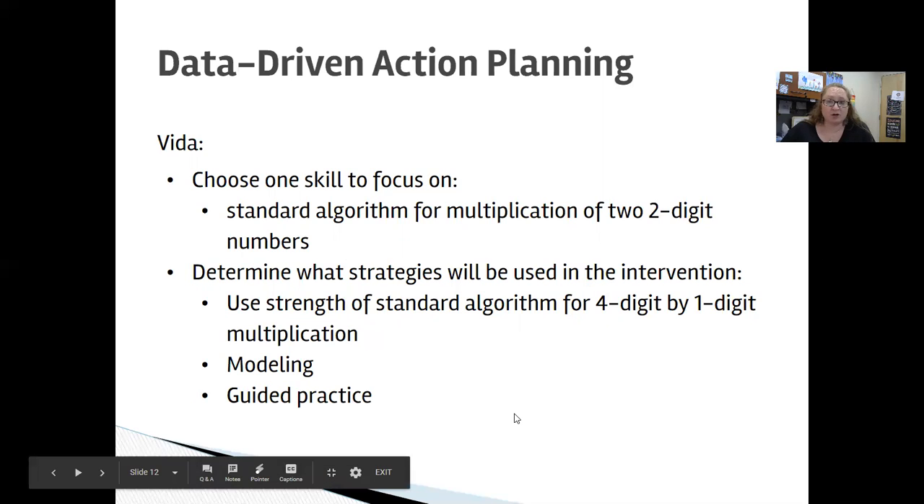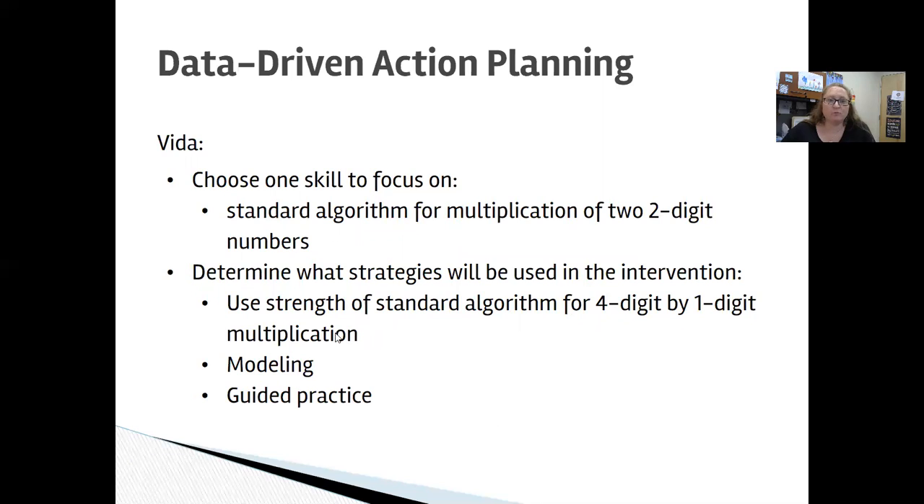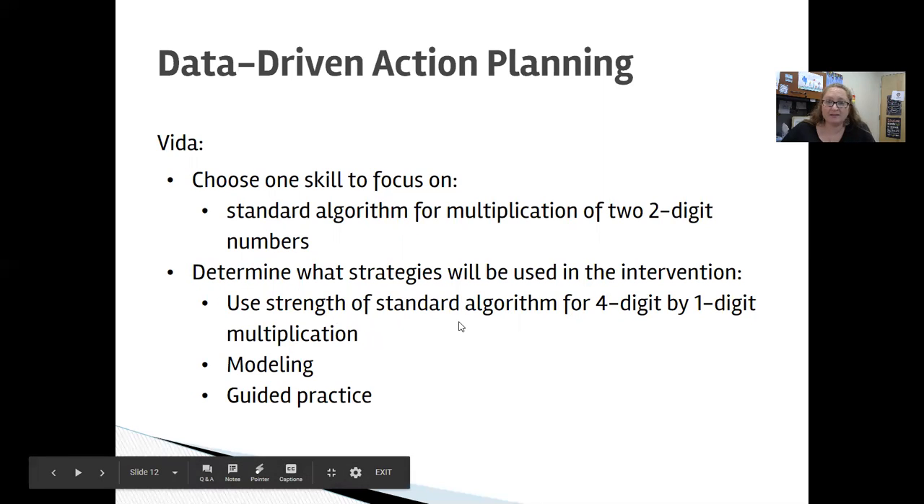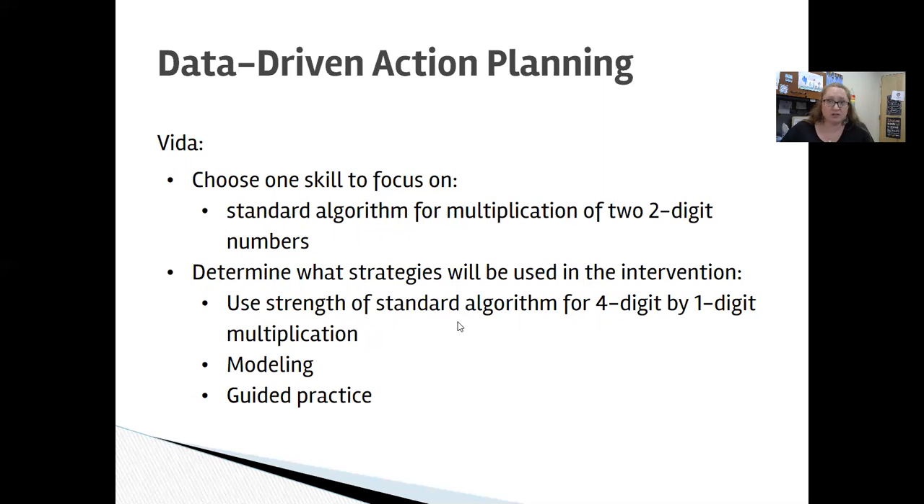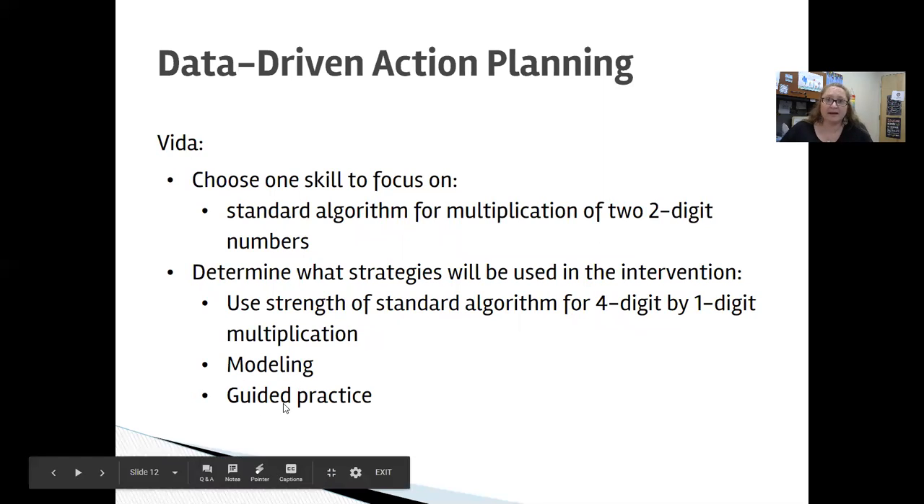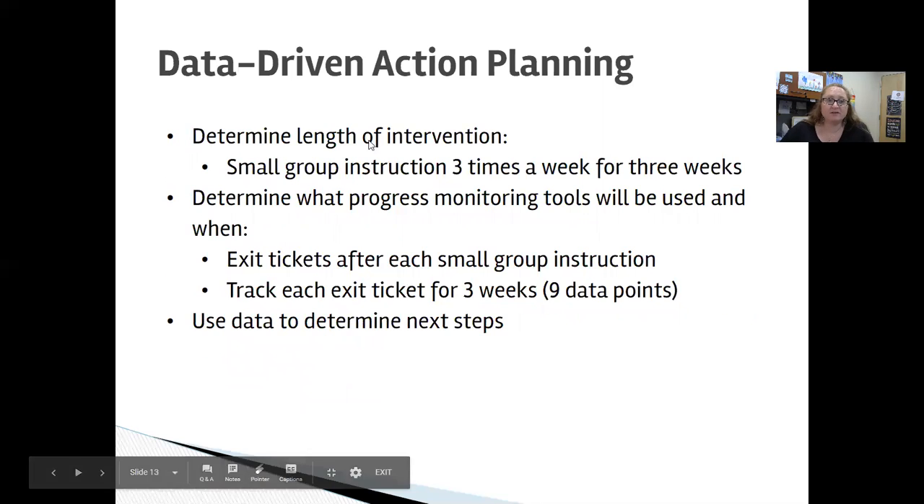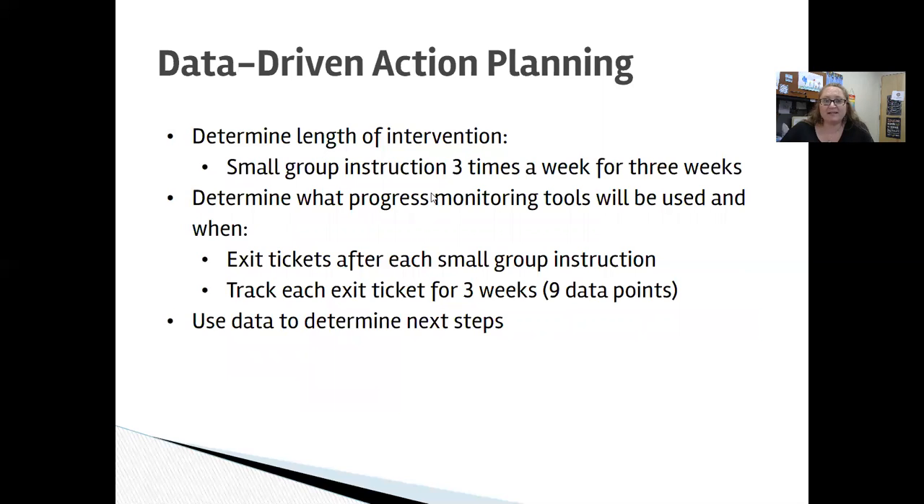So then you're going to determine what strategies you're going to use, right? Well, we saw that she has a strength in 4 times 1-digit numbers, right? So we're going to use that strength. We're going to model, especially because of using place value. Got to use modeling. And then some guided practice. Those sound meaningful, right? Then determine the length of intervention. I would say small group instruction 3 times a week for 3 weeks. There probably are other students in the class that struggle with the same thing. So that's why small group is probably the best.